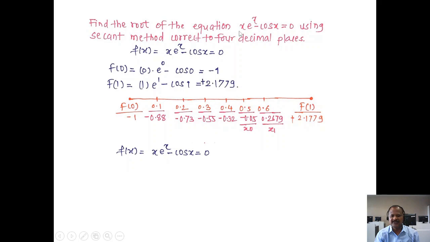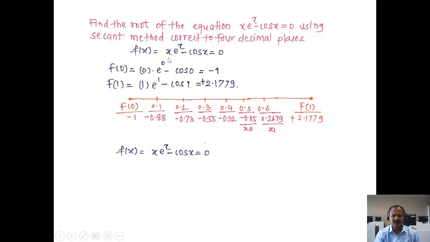Find the root of the equation x into e raised to x minus cos x is equal to 0 using the secant method, correct to 4 decimal places. First, you have to write what is given. The equation is f of x is equal to x into e raised to x minus cos x is equal to 0. The initial roots x0 and x1 we have to find. For this you can put x is equal to 0. So, f of 0 is equal to 0 into e raised to 0 minus cos 0, which is minus 1. This is a negative value.